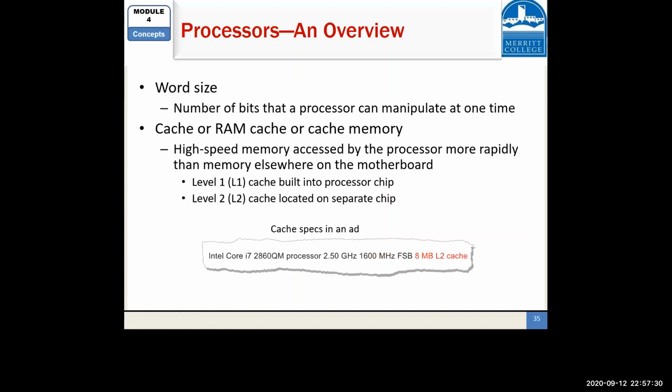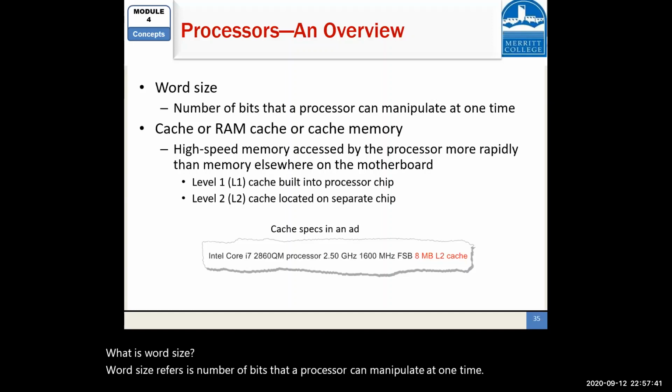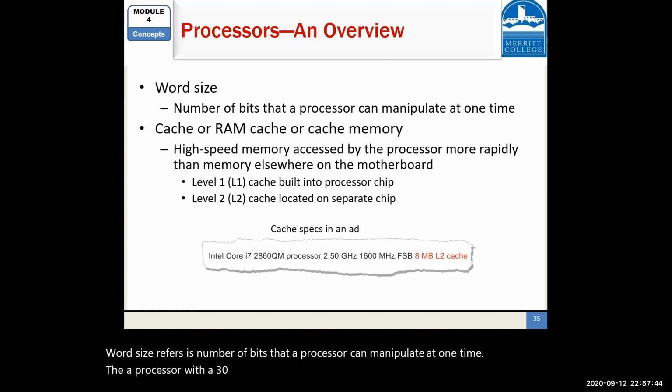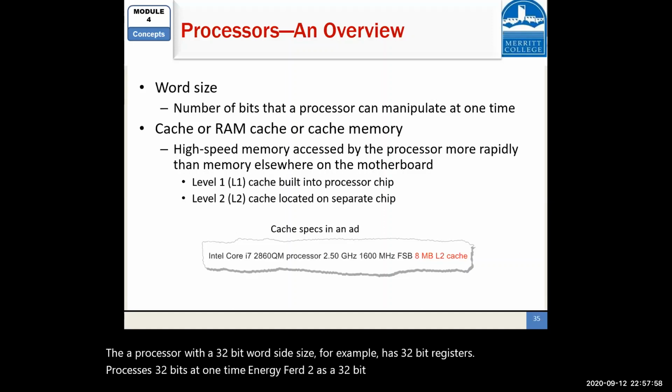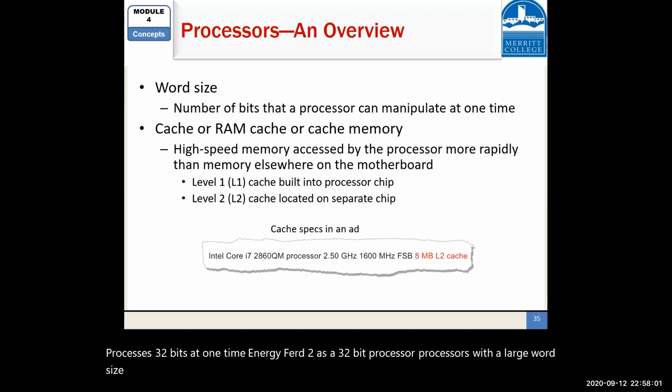What is word size? Word size refers to the number of bits that a processor can manipulate at one time. A processor with a 32-bit word size, for example, has 32-bit registers, processes 32 bits at one time, and is referred to as a 32-bit processor. Processors with a large word size can process more data during each processor cycle. Today's personal computers typically contain 32-bit or 64-bit processors.